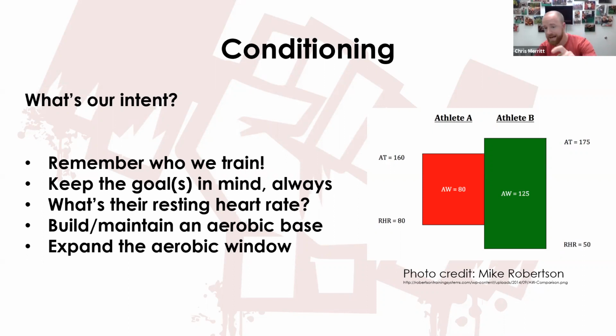And what Mike has here is that the difference between the two, your aerobic threshold minus your resting heart rate, is your aerobic window. So in this example here, athlete A, 80 to 160, there's 80 beats in that aerobic window. But athlete B on the right, resting heart rate 50, aerobic threshold 175, there's 125 beats in the middle.